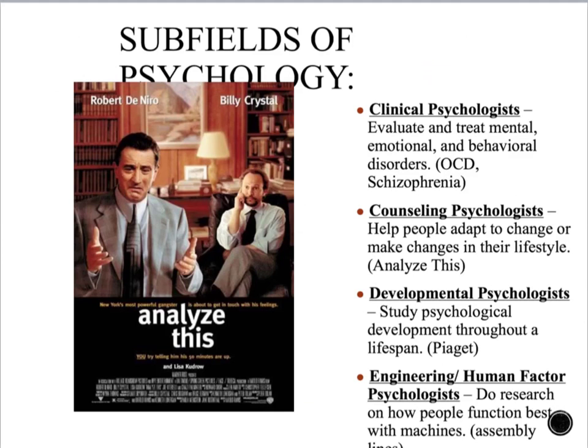A clinical psychologist, like the type of psychologist mentioned on the previous slide, aims to evaluate and treat mental, emotional, and behavioral disorders like OCD and schizophrenia, although remember they can't prescribe medications. Counseling psychologists help people adapt to change or make changes in their lifestyle, such as in the movie Analyze This. A developmental psychologist studies psychological development through a lifespan, which we'll discuss in Unit 5 or 6, Developmental Psychology. Engineering human factors psychologists do research on how people function best with machines, like using ATM machines or computers, for example. How do you make them more efficient for human interaction?